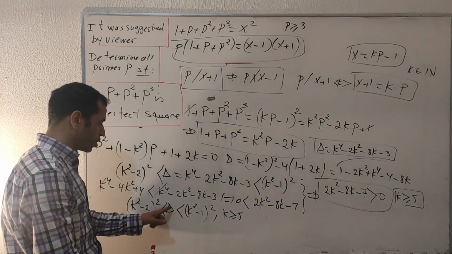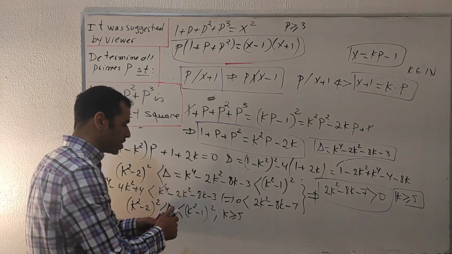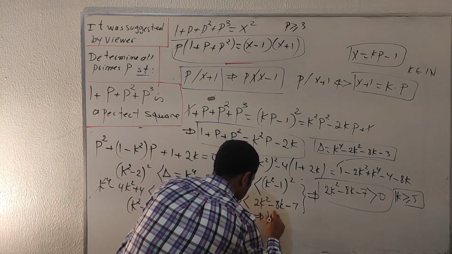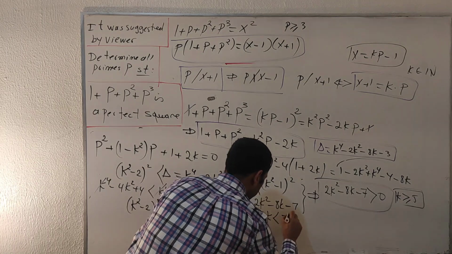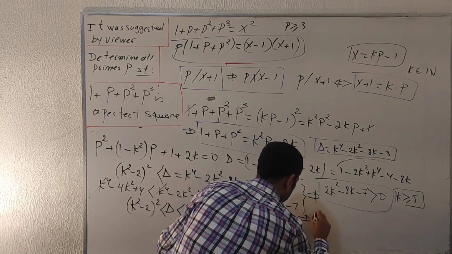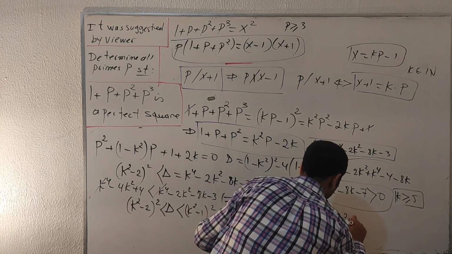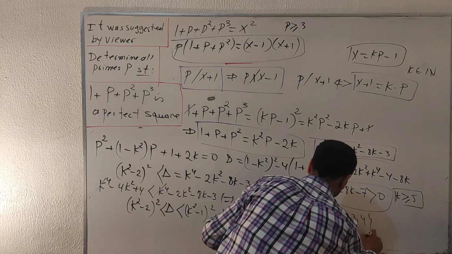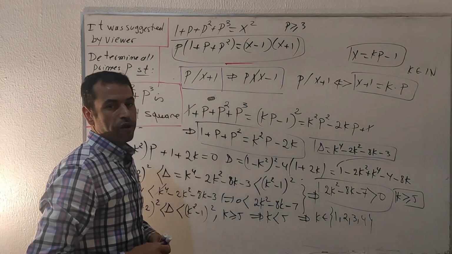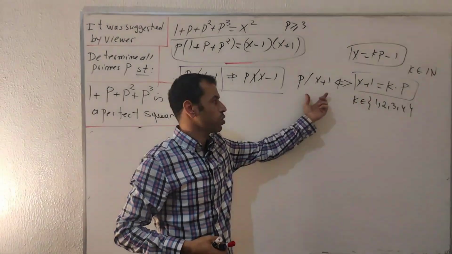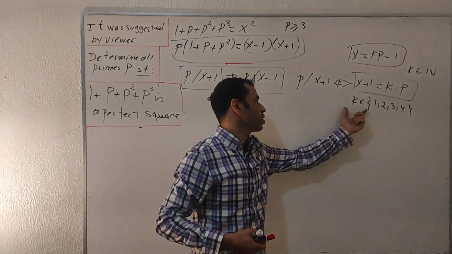Okay, because delta is a perfect square, which is impossible, which means k is not greater than or equal to 5. k must be strictly less than 5. In other words, k is taking this set: number 1, number 2, number 3, and number 4, not including number 5. Okay, previously we were working on this one just to determine k.